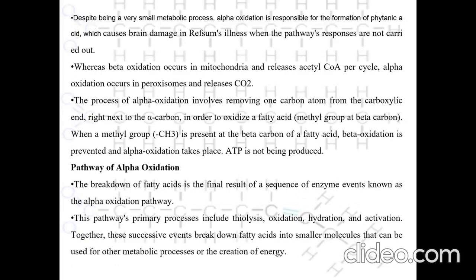Alpha oxidation is responsible for the breakdown of phytanic acid, which causes brain damage in Refsum's disease when the pathway's reactions are not carried out. Whereas beta oxidation occurs in mitochondria and releases acetyl-CoA per cycle, alpha oxidation occurs in peroxisomes.